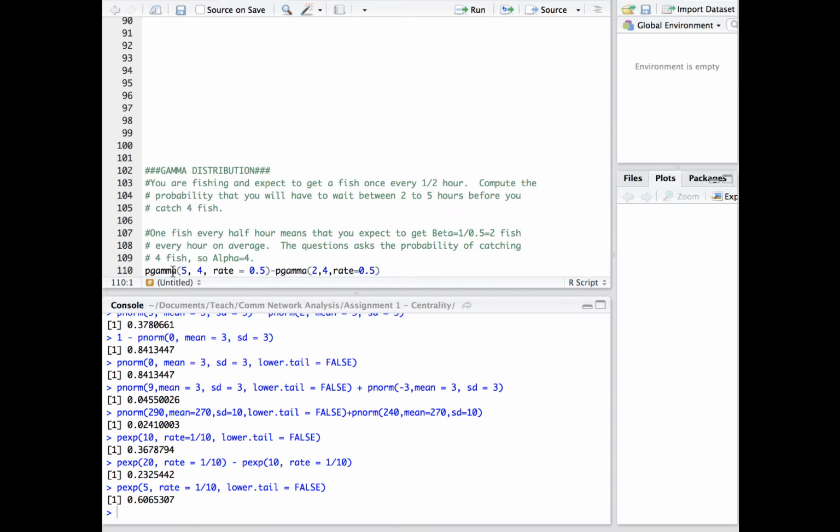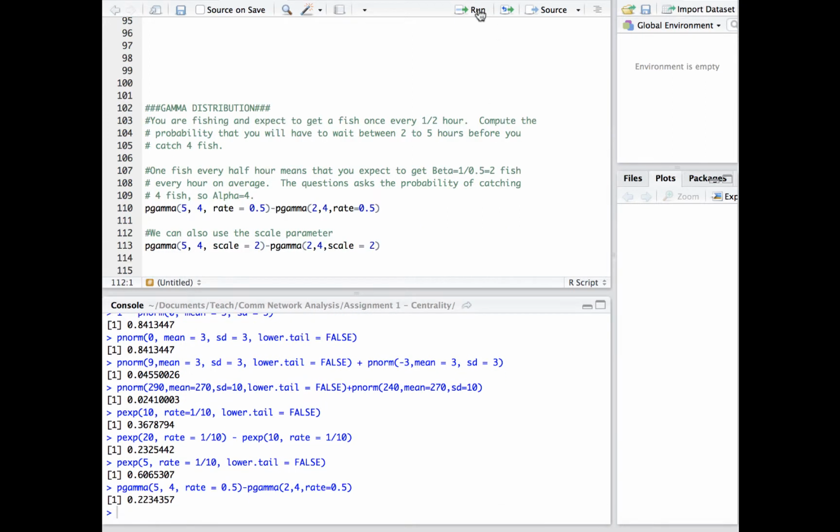Notice the pattern here, right? This is still a CDF, and P gamma is the probability we're less than 5 hours to catch 4 fish at this rate, minus the probability that we're going to be less than 2 hours to catch the 4 fish with that rate. And so the result then is 0.2234, and you can check that on your own. There's not a book to reference for that, unfortunately.